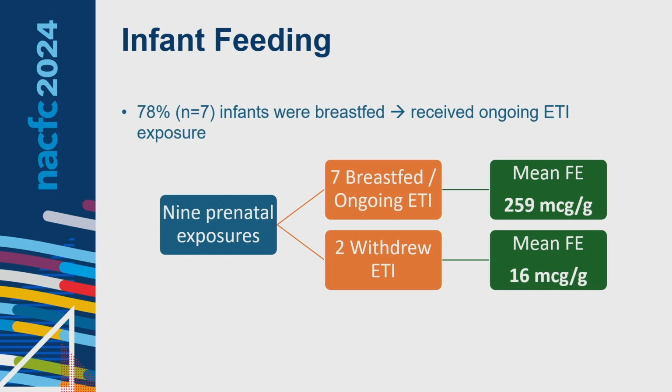In regards to feeding, 7 of the 9 infants were breastfed, and they had ongoing ETI exposure as a consequence of their mothers choosing to continue ETI treatment after birth. The fecal elastase on average of those breastfed infants was 259 micrograms per gram, which is for most labs in the normal range of pancreatic sufficient status. 2 mothers chose to withdraw ETI for a variety of reasons, and the mean fecal elastase in that group was 16 micrograms, or very clearly pancreatic insufficient.